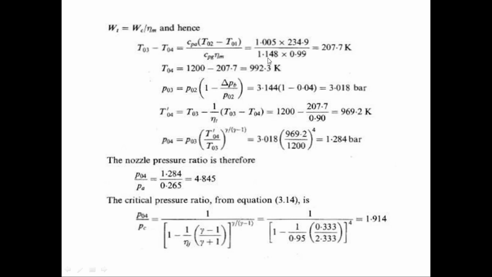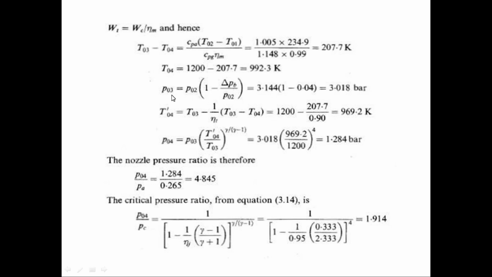So CPG is 1.148, CPA is 1.005, T02 minus T01 is 235, and mechanical efficiency is 0.99. So the drop of the stagnation temperature in the turbine is roughly 207.7 Kelvin. Since we know the value of T03, which is the maximum cycle temperature, is 1200 Kelvin, T04 will be equal to T03 minus 207.7. So T04 will come out to be 992.3 Kelvin.